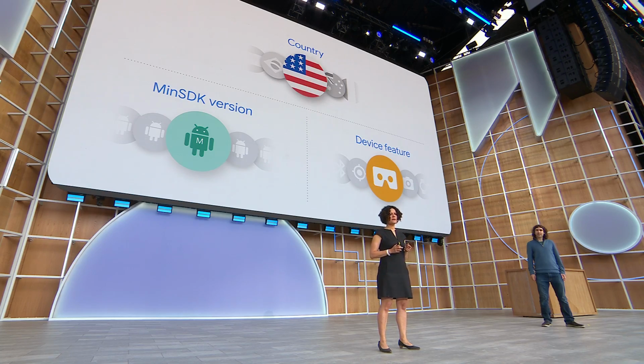We support 3 types of conditions for conditional delivery. First, you can have your module included only for specific countries. This is the first time Play has let you target part of your app this way. Second, you can restrict a module by minimum SDK version, targeting only devices above a certain version. And third, you can deliver your module only to devices that support a certain feature, such as a VR headset.